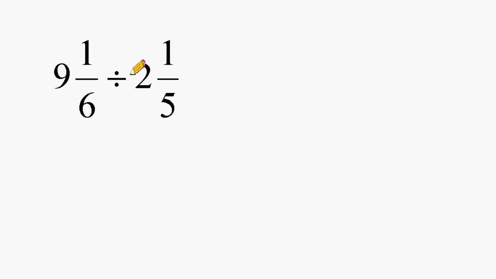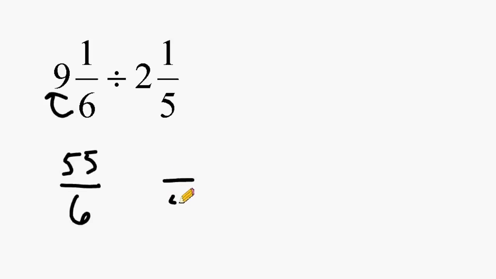So let's start by renaming these mixed numbers as improper fractions. For the first mixed number, we keep that 6 the same, and then we multiply 6 times 9, which is 54, and add that 1 to 54, which would give us 55. And for the second fraction, we keep the 5 the same, and the numerator would be 5 times 2 plus 1, and that would result in 11.